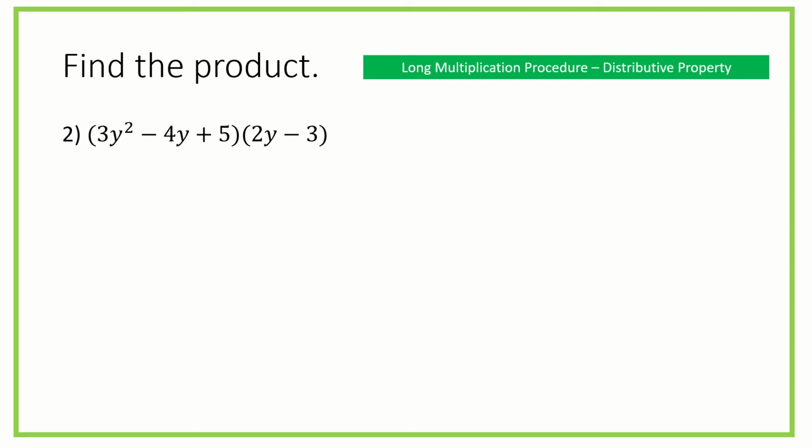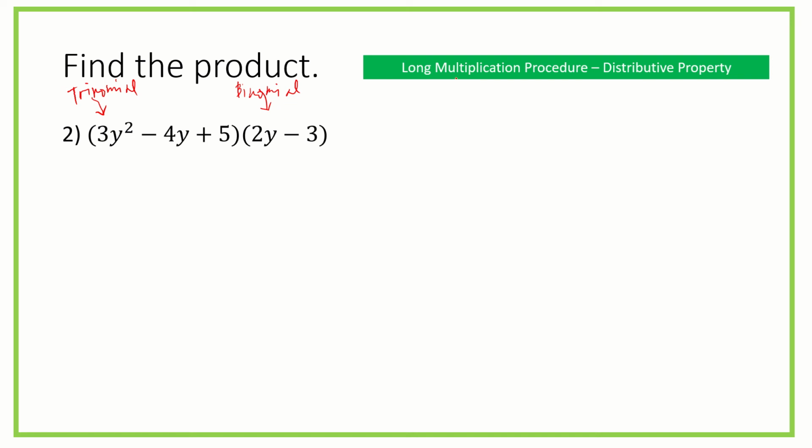Okay, let's have another example. Number 2. We have here 3y squared minus 4y plus 5 times the quantity 2y minus 3. So we have our two polynomials here. Here is our first trinomial. And then the other one, 2y minus 3, is our binomial.